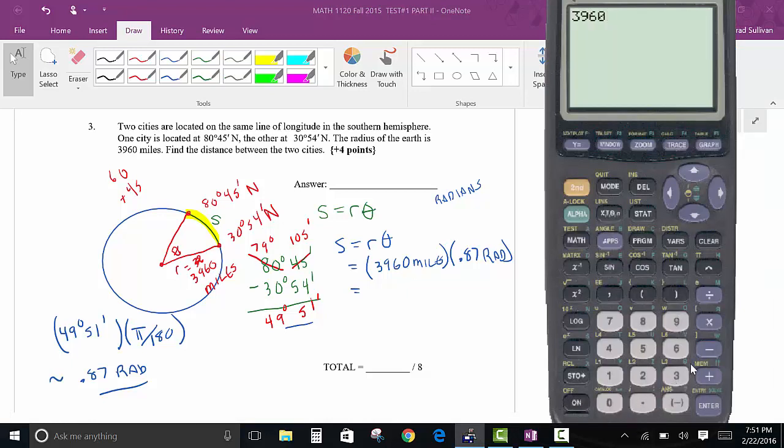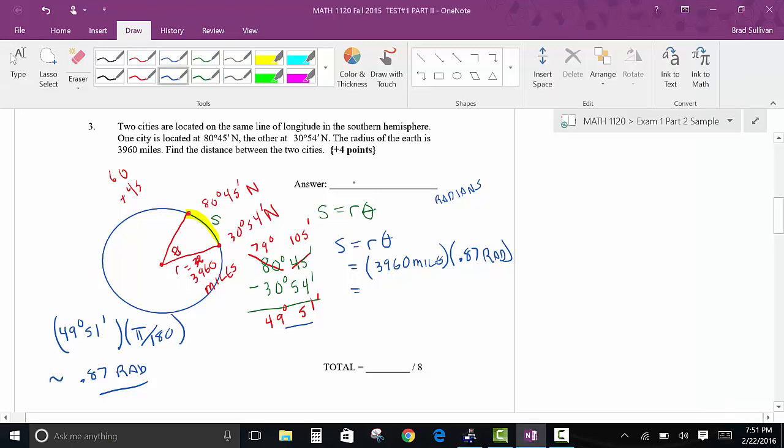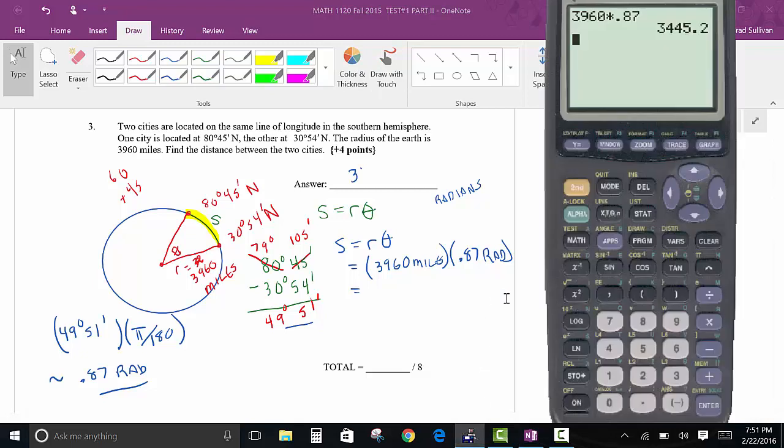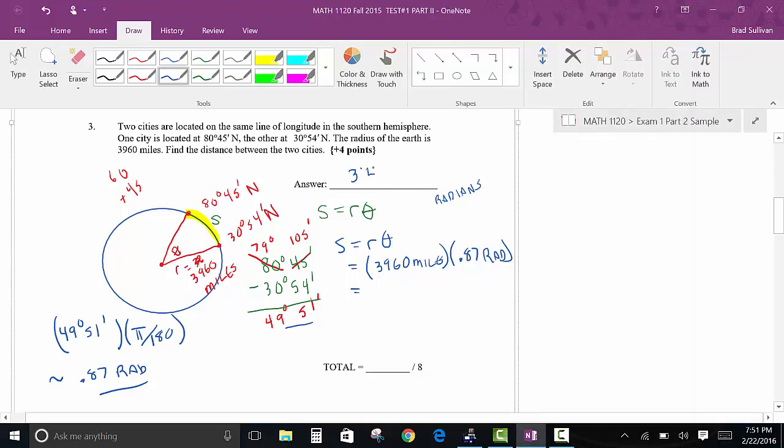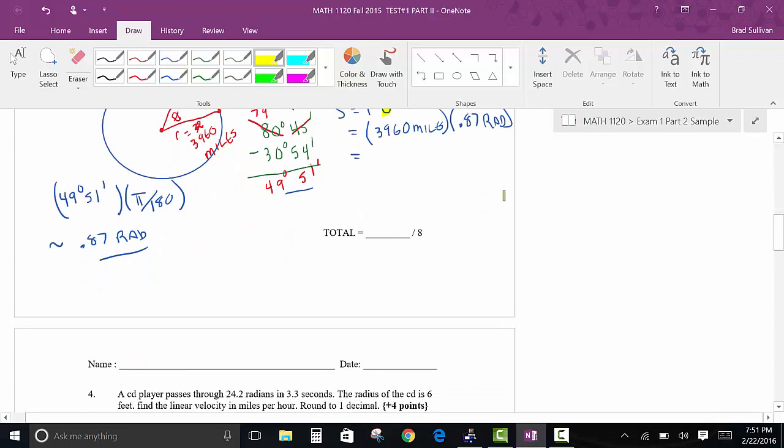3,960 times 0.87 is going to give 3,445. All right, so we'll just put that in. 3,445. You can put the 0.2 on there too if you want to. So that would be the solution to that problem. S equals R theta. The important thing is theta must be in radians. All right, moving on.